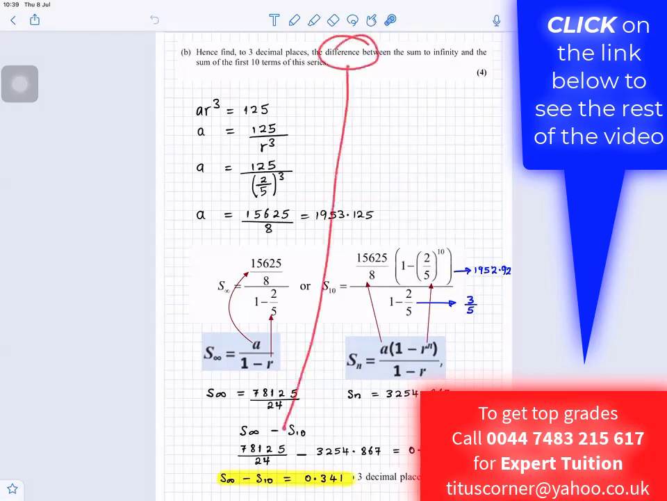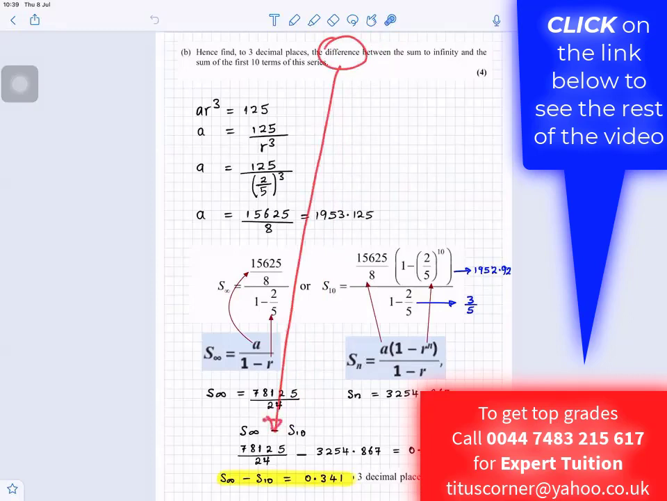Now the difference, it says work out the difference. Difference means you subtract them to find the difference. So S infinity minus S10. S infinity minus S10 gives you 0.341 to 3 decimal places.